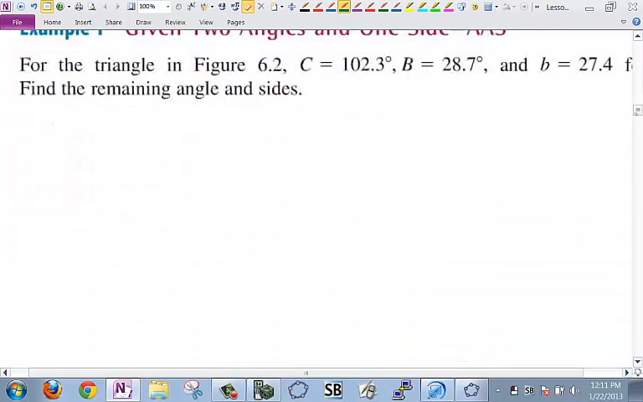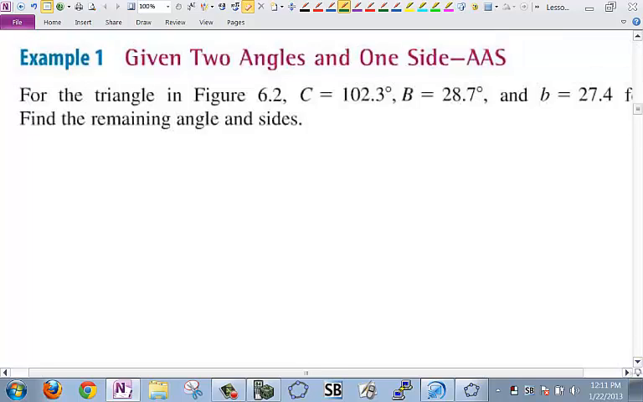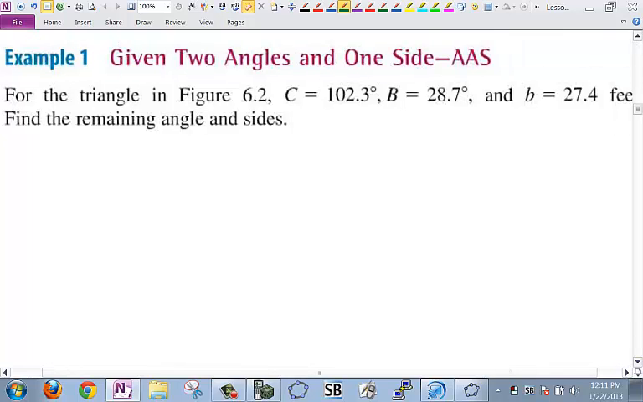Here's our first example. This is what the book is calling an angle side, or I call these, we know all three angles and a side. There's only one triangle in the world that can have this configuration, and law of sines will find it perfectly.